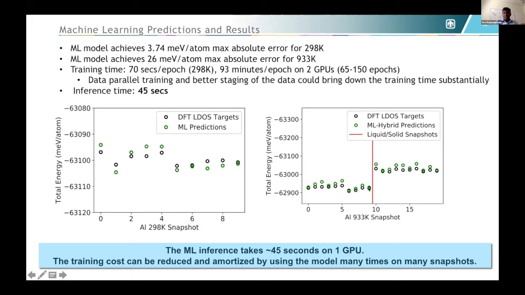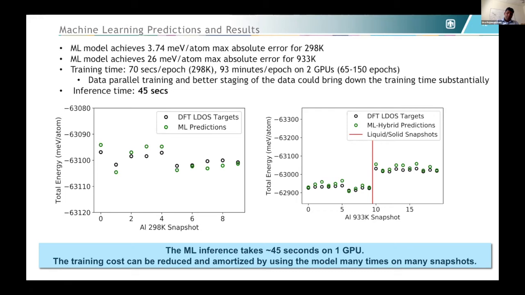So the model here is trying to use 4 liquid snapshots and 4 solid snapshots. And then you can see that it fits accurately. Okay, the error is slightly higher compared to the room temperature, but it is still well within what we would like it to be. It is 26 milli electron volts per atom for the high temperature aluminum, and 3 milli electron volts for the room temperature, for the ambient temperature, okay?